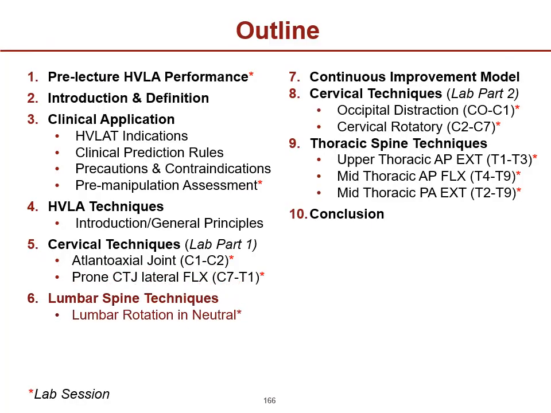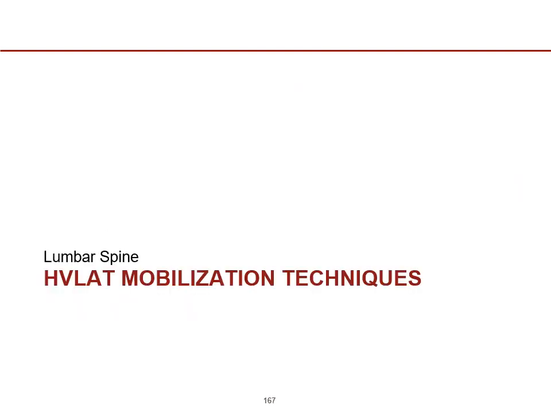Okay, so we're going to jump down to the lumbar spine techniques, describing them in detail, just like we did with the cervical, as far as the biomechanics and the locking mechanisms. And then we're going to go through the lumbar rotational and neutral technique, also known as the lateral recumbent. Okay, next we'll go into the lumbar spine HVLAT mobilization techniques.